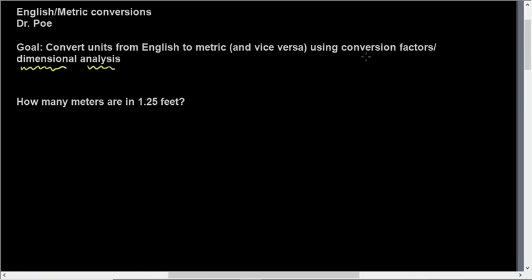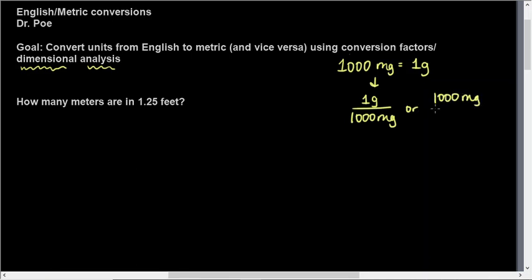Like if we know from previous that 1,000 milligrams are in 1 gram. This would be metric to metric. We can also write that as a fraction: 1 gram to 1,000 milligrams, or 1,000 milligrams on top for every 1 gram.